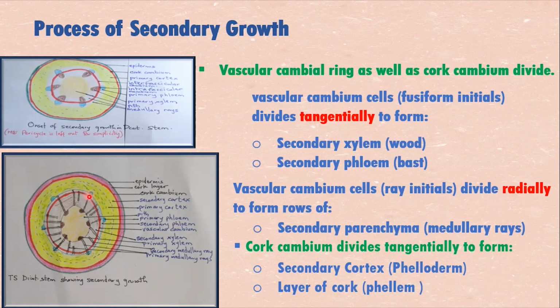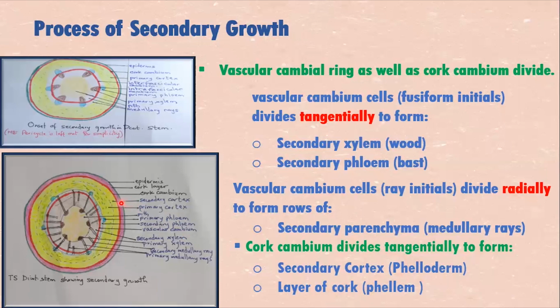Whilst the vascular cambial ring is doing its division to produce the secondary xylem and the secondary phloem and the secondary medullary rays, the cork cambium will also be dividing at the same time to produce a layer of cork, which is phellem, outside, and then a layer of secondary cortex in there. So the two cambial rings divide at the same time to produce these tissues. So you have the secondary cortex called phelloderm, and the layer of cork is phellem in here. That's what the cork cambium does.